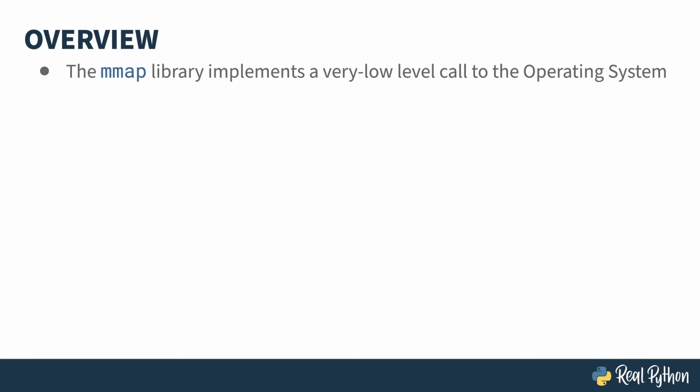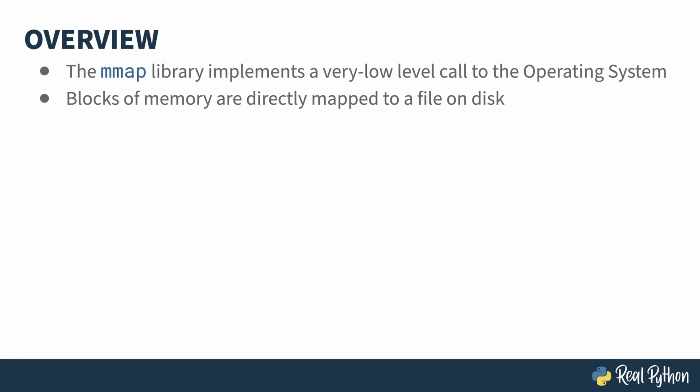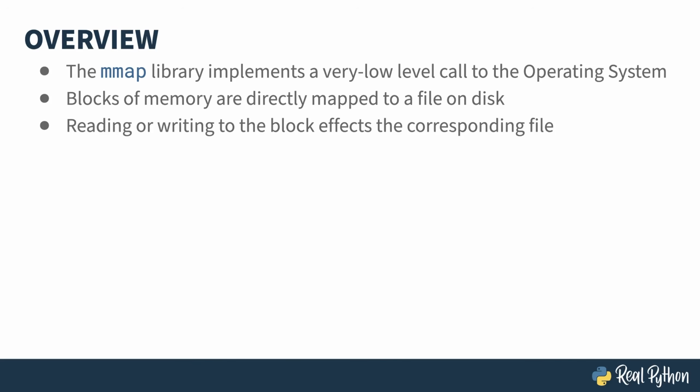mmap is based on a very low-level call to your operating system, which maps directly to a call in a C library for system memory management. Its purpose is to map the contents of a file on disk into a block of memory, so that anything you do to that block of memory is reflected in the file. That's an oversimplification. There are multiple modes of doing work, but the primary purpose typically is write to the block of memory, have it reflected in the file.